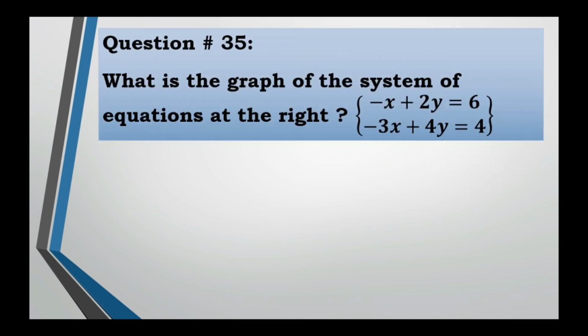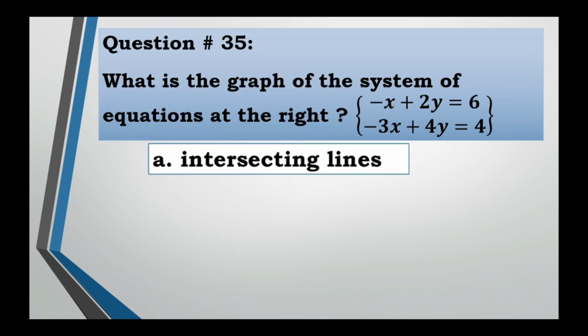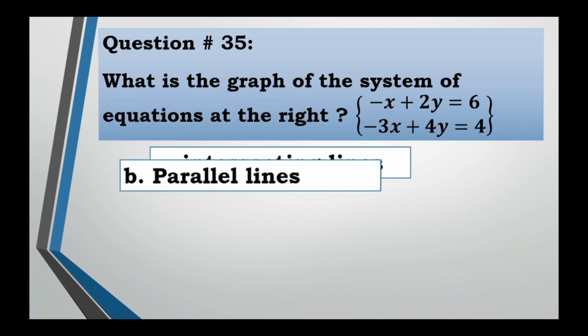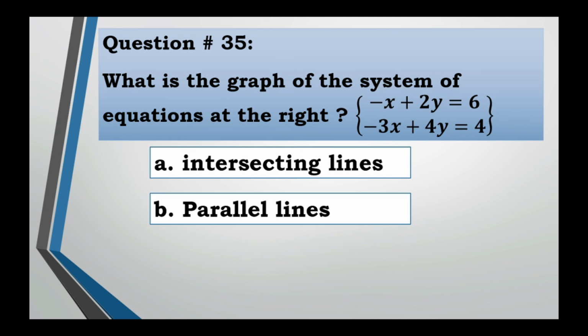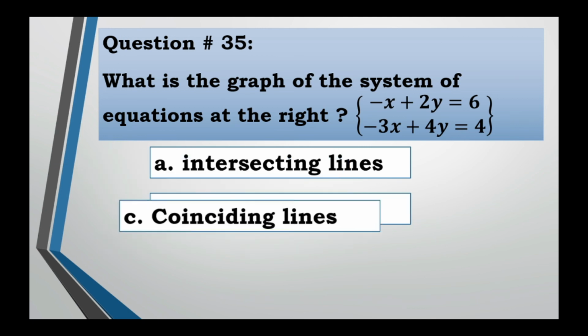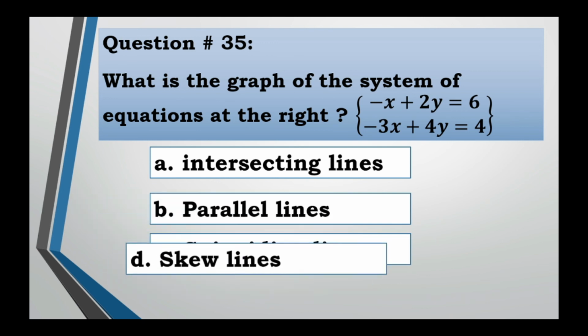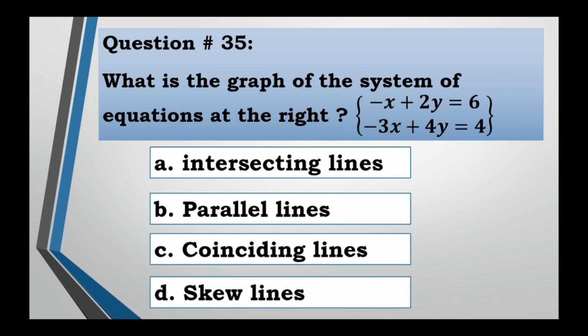Question number 35. What is the graph of the system of equations at the right? Negative x plus 2y equals 6 and negative 3x plus 4y equals 4. Letter A, intersecting lines. Letter B, parallel lines. Letter C, coinciding lines. Or letter D, skew lines.